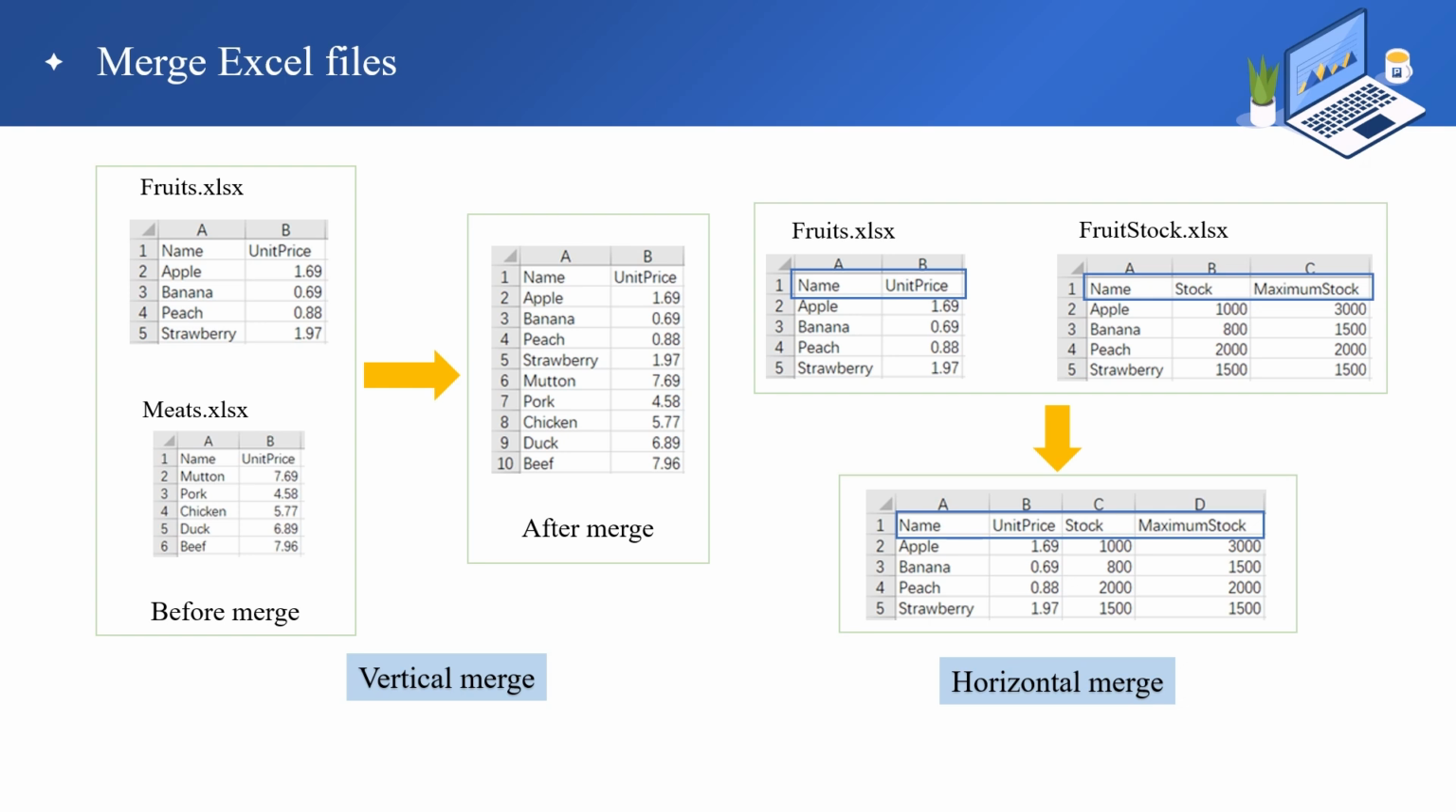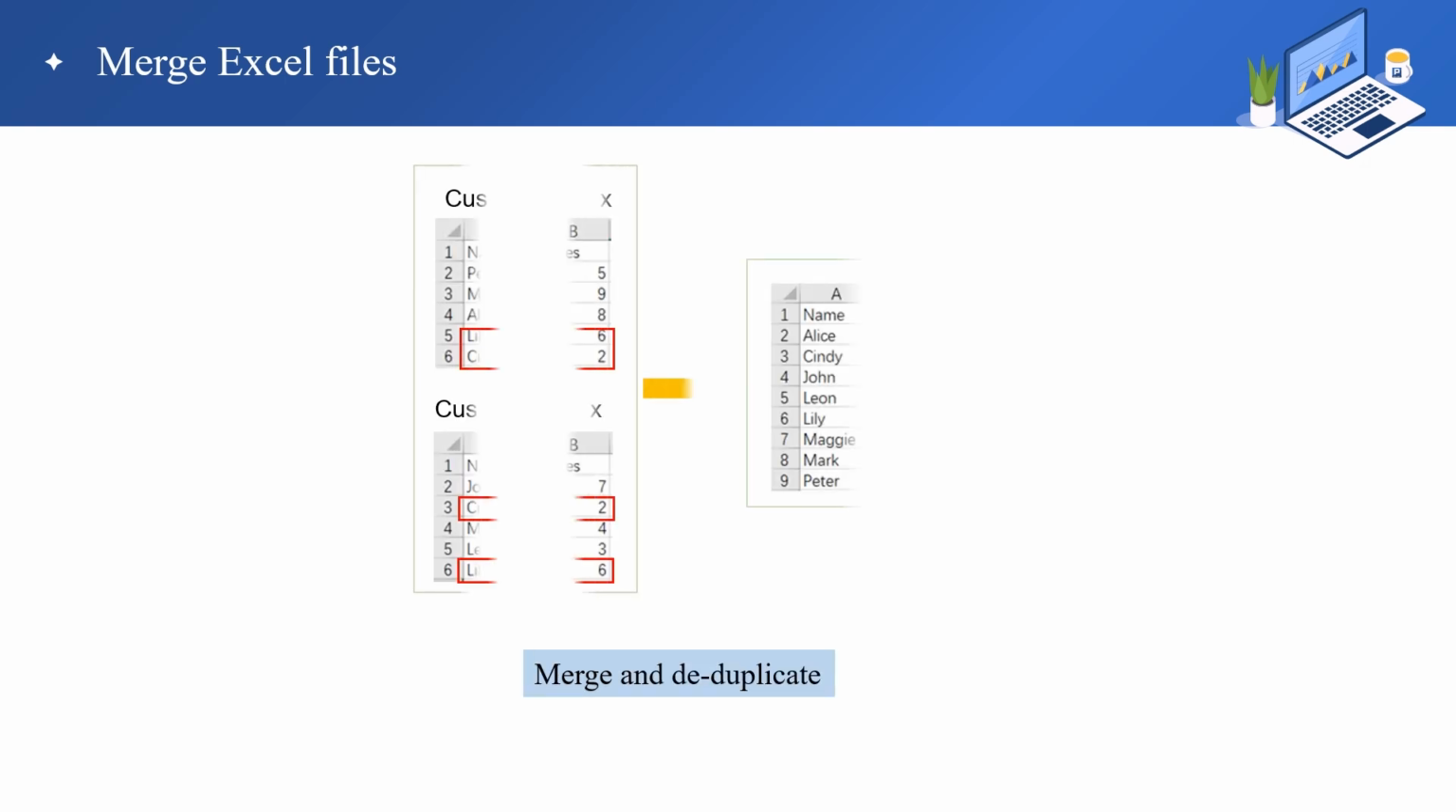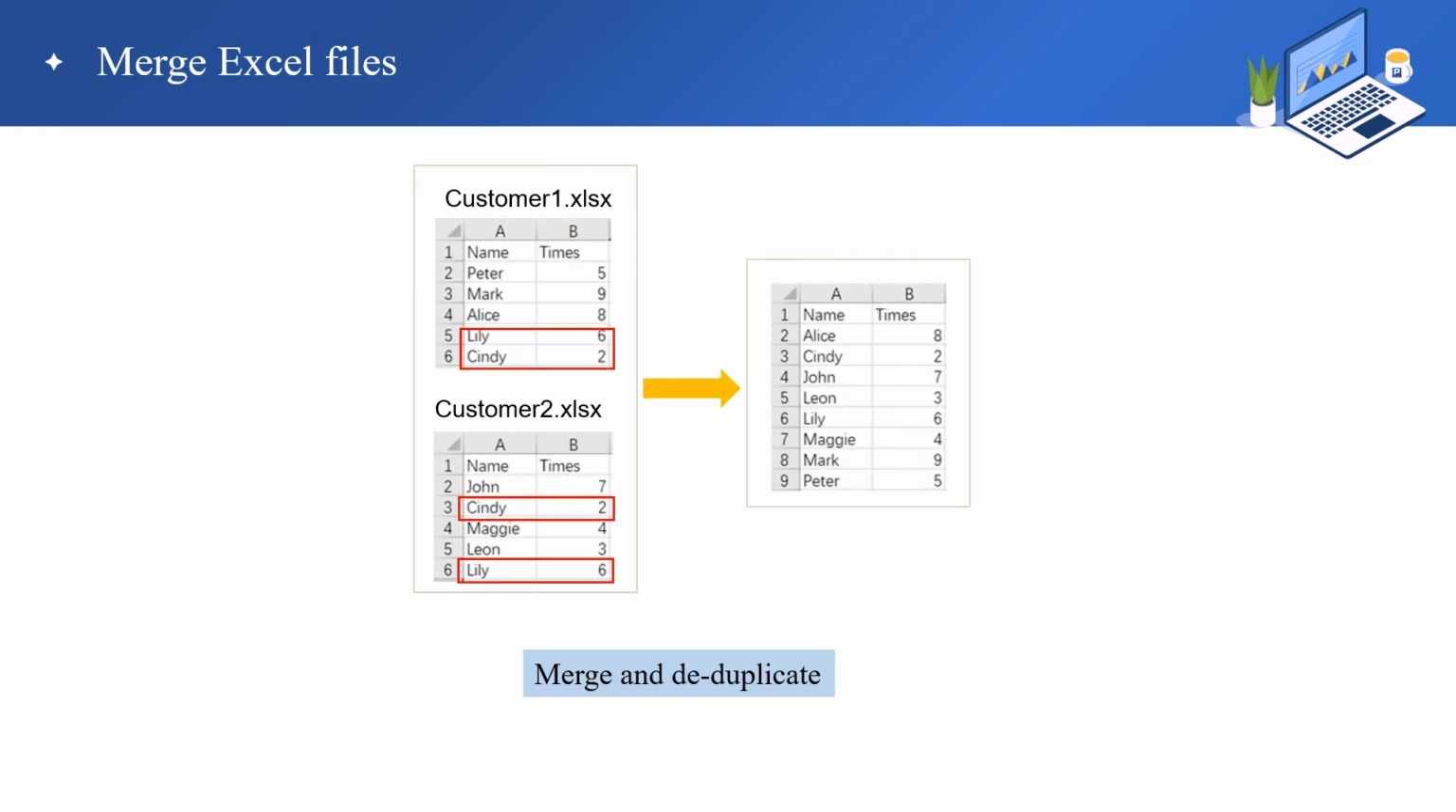Vertical merge will increase the number of rows and make the merged table longer, while horizontal merge will increase the number of columns and make the merged table wider. In addition, we will also encounter duplicate data when merging and need to perform the deduplication operation. For example, both files to be merged on the left contain the data of Lily and Cindy. It is required to keep only one duplicate data after merging.